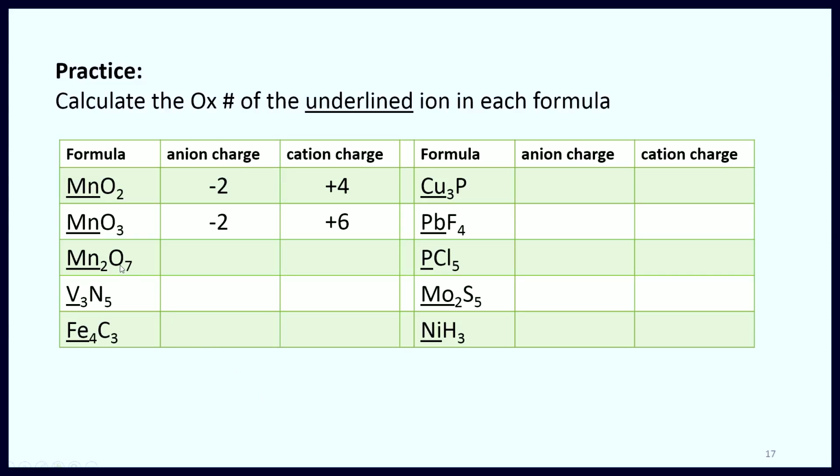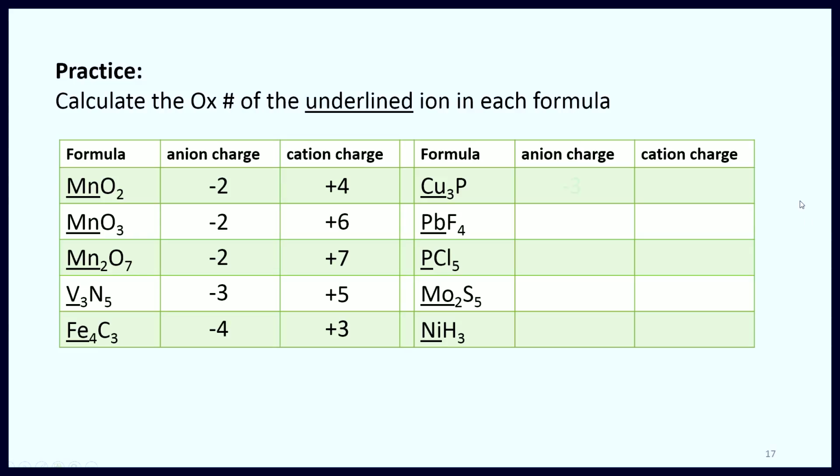In the case of Mn2O7, there are 7 times 2, or -14 negative charges, so the total positive charge must be +14 divided by 2, or +7. Or simply use the inverse rule in reverse. V3N5: well, nitride is -3, and there's 5 of them, so -15 is the total negative charge. Divided by 3 gives a total positive charge of +5 for each vanadium. Carbide is -4, and there are 3 of them, for a total of -12 for the anions, and dividing that by 4 gives +3 for each iron ion.